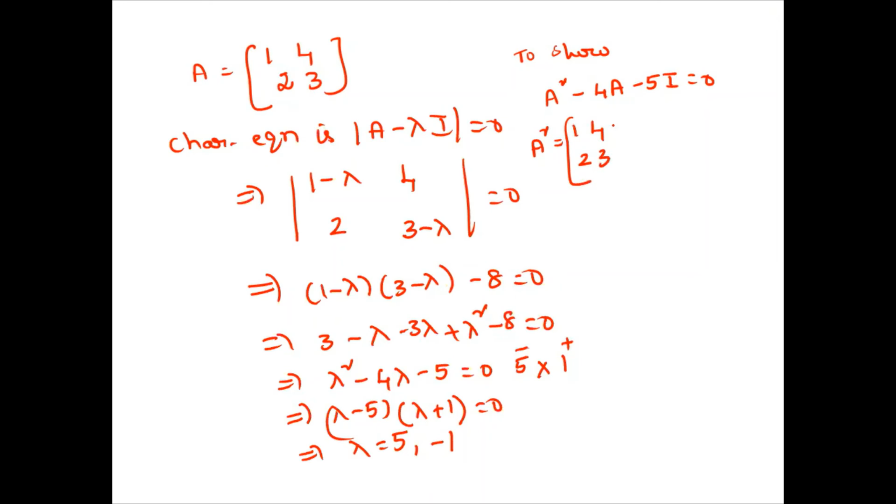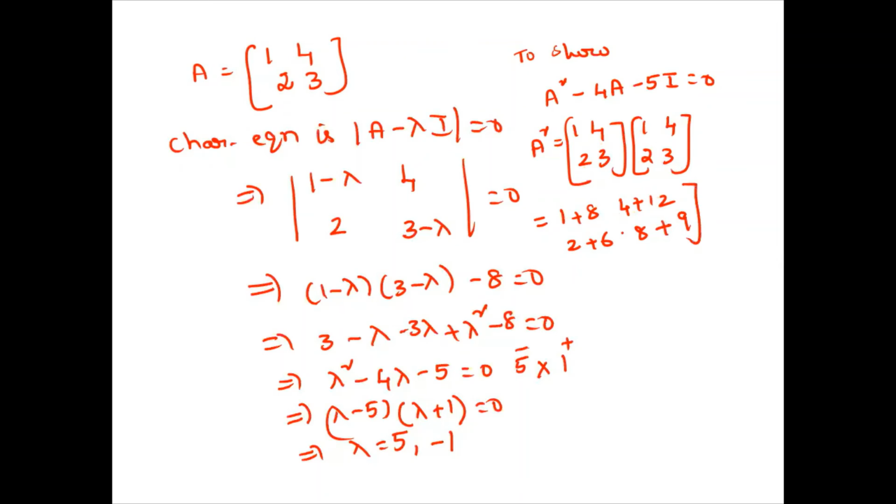How to get A square? 1 4 2 3 into 1 4 2 3, right? So multiply these two. What will we get? 1 into 1, 1, and 4 into 2, 8. That is the first element. 1 into 4, 4, and 4 into 3, 12. Right? 2 into 1, 2, and 3 into 2, 6. Right? And 2 into 4, 8, and 3 into 3, 9.